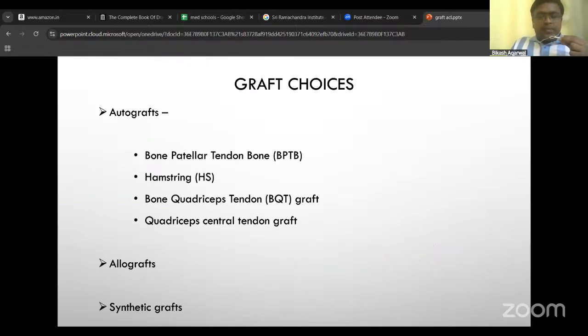So, as we all know, there are graft options nowadays. The graft options we have are autografts, allografts, and synthetic grafts. Mostly in India, we are using autografts because allograft facility is not available in most locations. In autografts, the most common grafts used are the patellar tendon bone graft, the hamstring graft, the bone quadriceps tendon graft, and the quadriceps tendon graft.